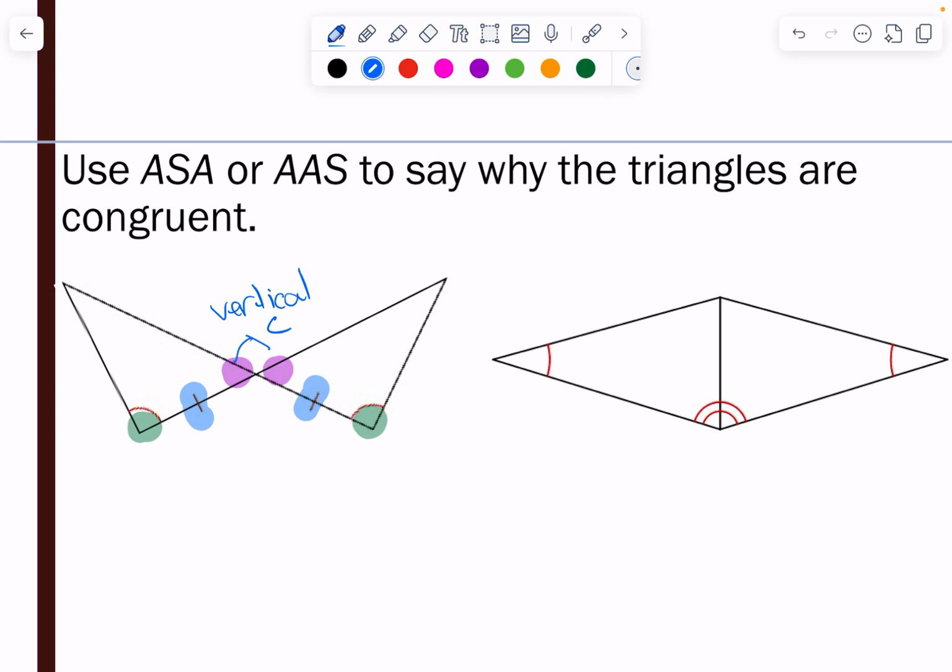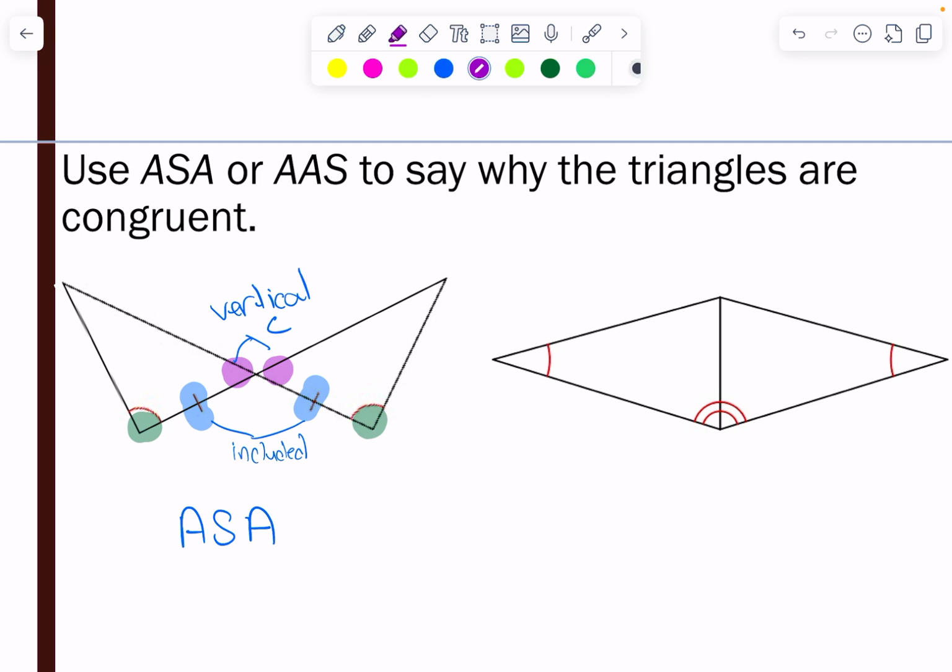So now when you look, the side is the included side. It is between the two angles that we have. So this would be angle side angle to prove it, because the side is included between the two angles. Okay, let's go to the next one.